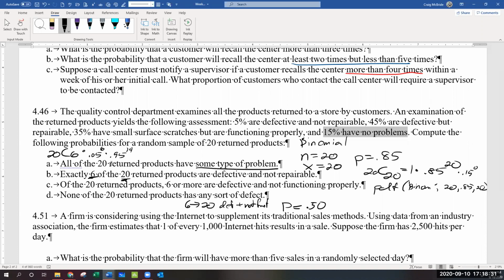Well, not really. Sorry, I take that back. It's the complement of the probability of A. So instead of 0.85 raised to the 20th, it's really 0.15 raised to the 20th. And when you do 0.15 raised to the 20th, you're going to get a really, really small number. Terribly small.